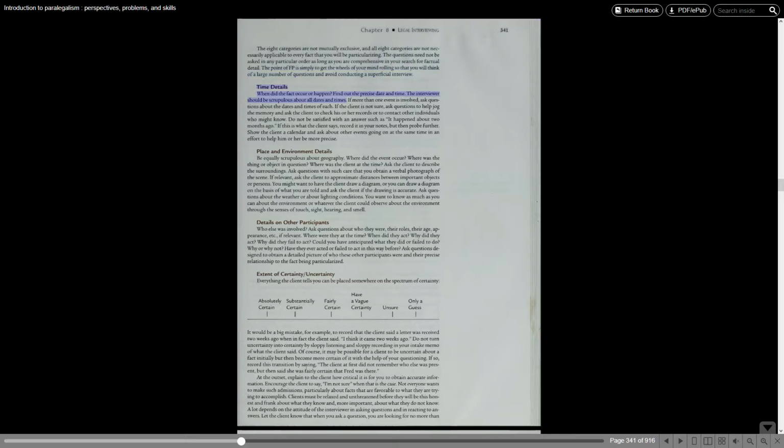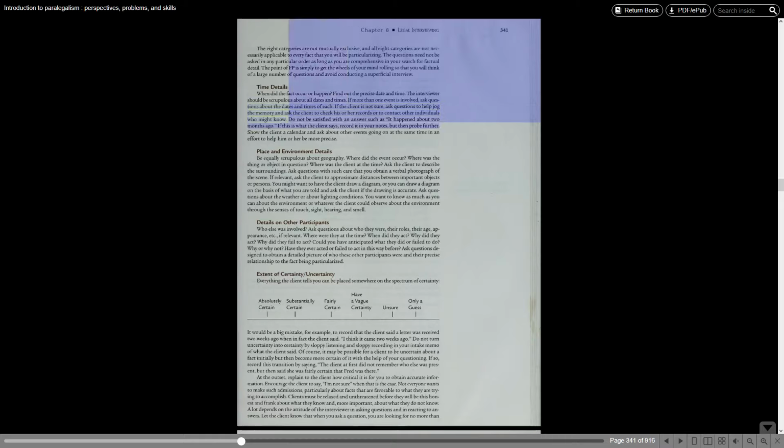Time details: when did the fact occur or happen? Find out the precise date and time. The interviewer should be scrupulous about all dates and times. If more than one event is involved, ask questions about the dates and times of each. If the client is not sure, ask questions to help jog the memory, and ask the client to check his or her records, or to contact other individuals who might know.